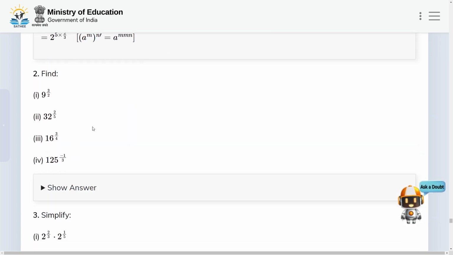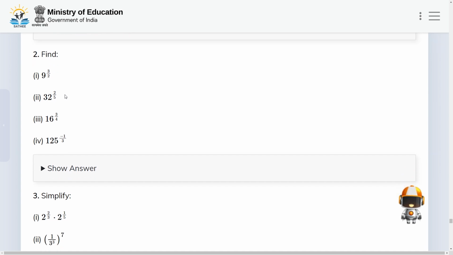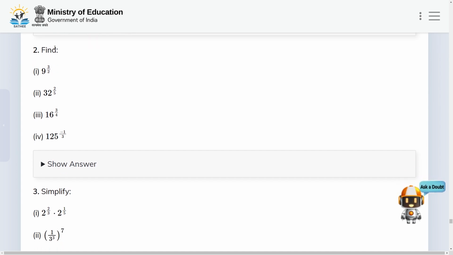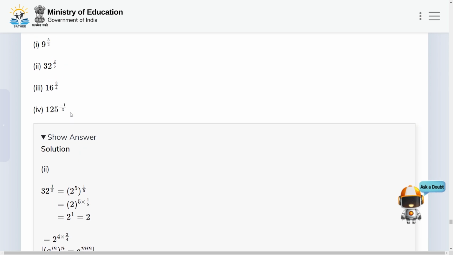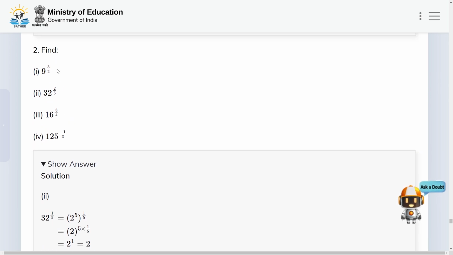Okay, and now let us see question number 2. In question number 2, we have to find 9 to the power 3 by 2, 32 to the power 2 by 5, 16 to the power 3 by 4, and 125 to the power minus 1 by 3. Okay, so let us see the answer. The first one is 9 to the power 3 by 2.